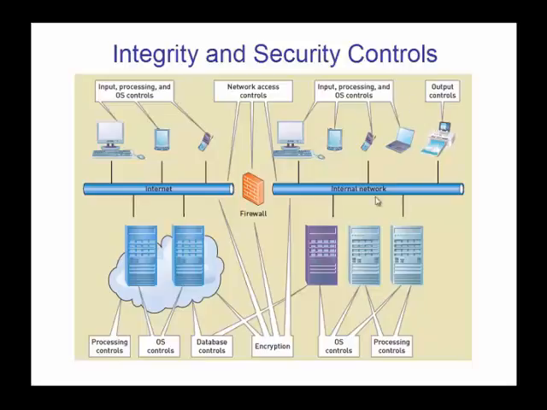And then on the other side of the internal network, we have various servers and processors. There have to be operating system controls for those, and there have to be processing controls for those. So that would be the internal network side. On the external side, you have an application that's running via the internet, and you have input, processing, and operating system controls there as well.